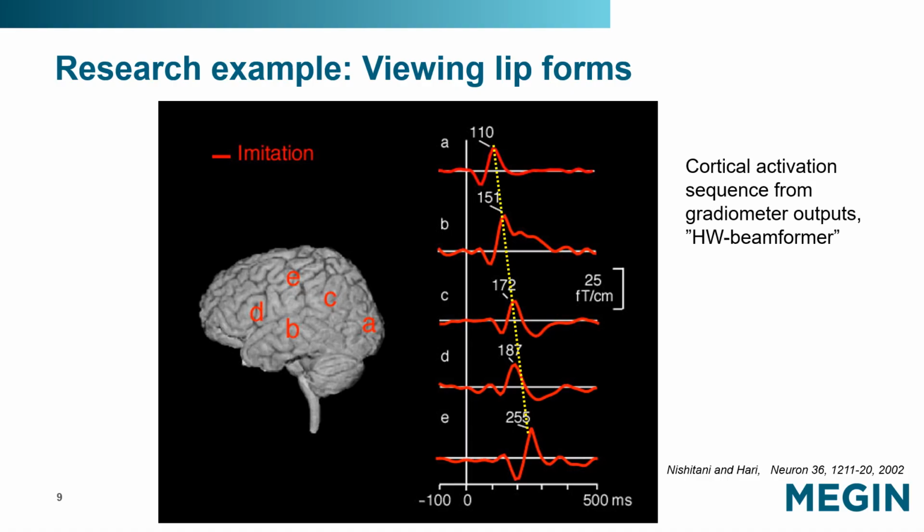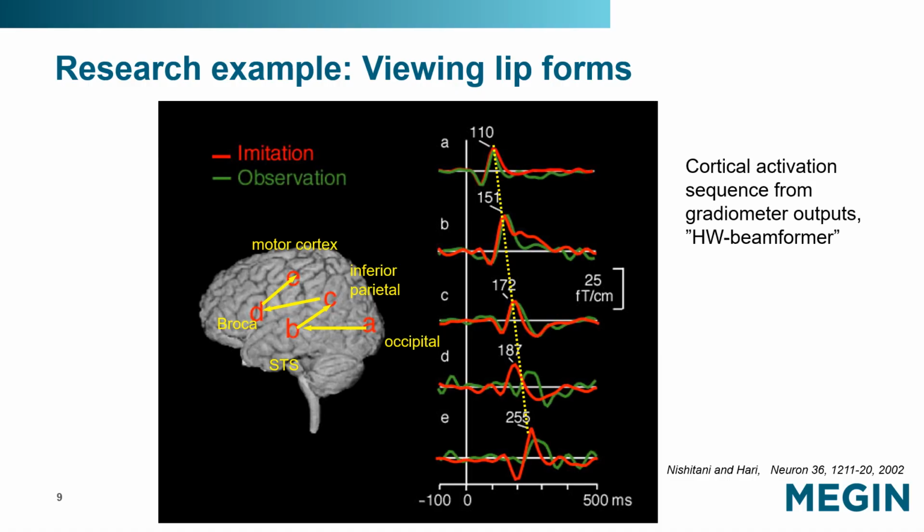Such a sequence corresponds to the progression of activation from the occipital visual areas to the superior temporal sulcus, then to the inferior parietal areas, then to Broca's region in the inferior frontal cortex, and finally to the primary motor cortex. In the observation condition, the sequence of activation was very similar to the imitation.